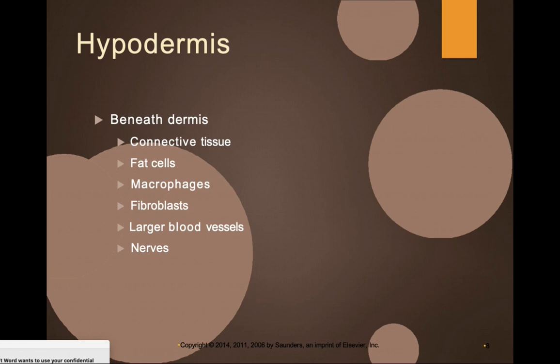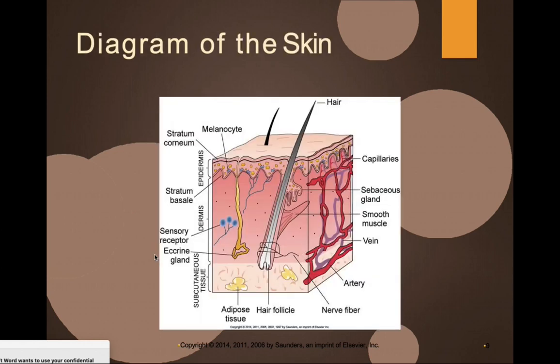And then beneath the dermis is the hypodermis, or the subcutaneous, where we also have connective tissue because there are adipocytes and adipose or fat cells. We have macrophages, which are part of our immune system, and fibroblasts. The blood vessels are a little bit larger there, and then we have nerve endings as well.